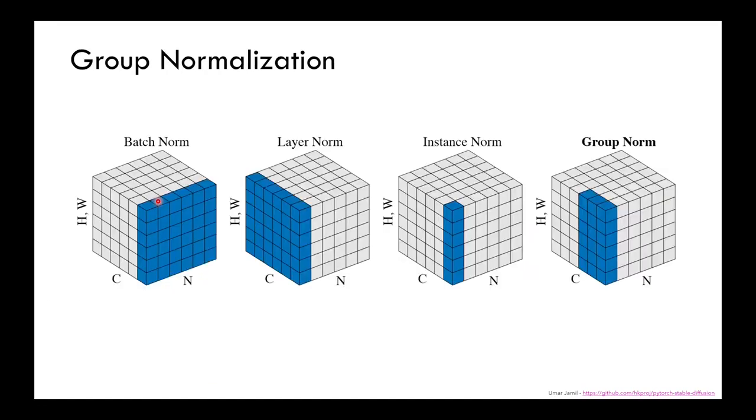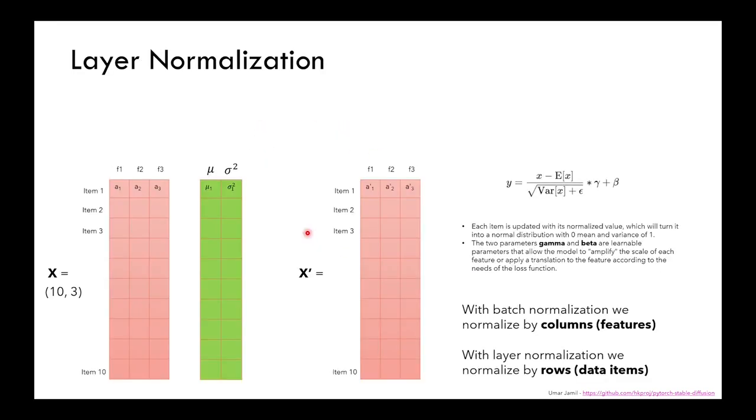With group normalization, on the other hand, it is like layer normalization, but not all of the features of the item, but grouped. So for example, imagine you have 4 features here: F1, F2, F3, F4. And you have 2 groups, then the first group will be F1 and F2, and the second group will be F3 and F4. So you will have 2 means and 2 variances, one for the first group, one for the second group.